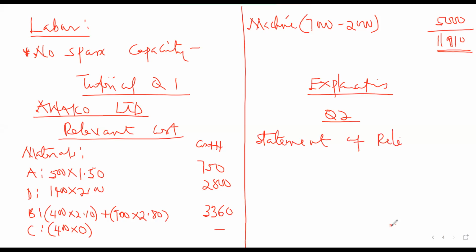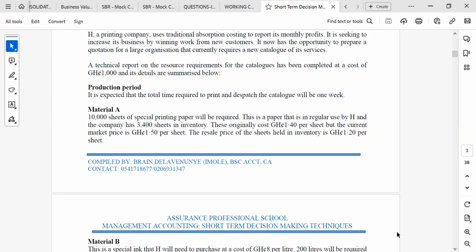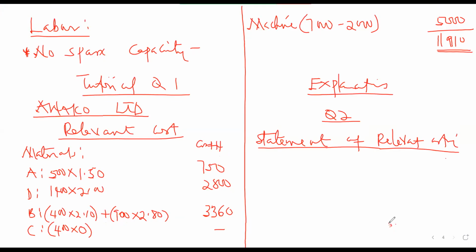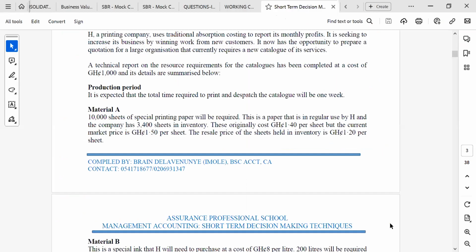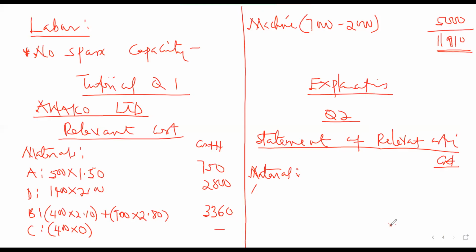So the statement of relevant costing. Okay, so we look at the research, which will be 0. You put the research cost, the technical report cost, you put 0 there. Or you can even decide to exclude it and explain why you exclude it, so no problem. So let's look at the material. Which one is that? Material A or B? Okay, we have the material A.